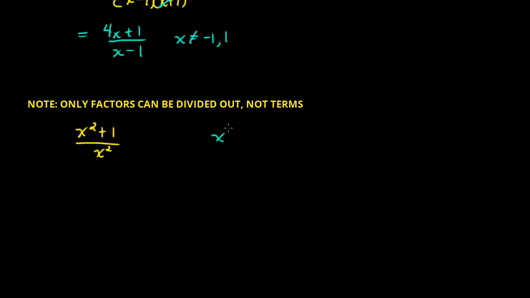Alternatively, if I had x squared times, I don't know, x plus 1 divided by x squared, in this case, x squared is a factor of both the numerator and denominator, because here I've got multiplication by x squared. So that's the difference between a term and a factor. Terms are separated by addition, factors are separated by multiplication. So in the second example, I could divide out x squared. In the first example, I could not, because we have terms, not factors, in the first example.